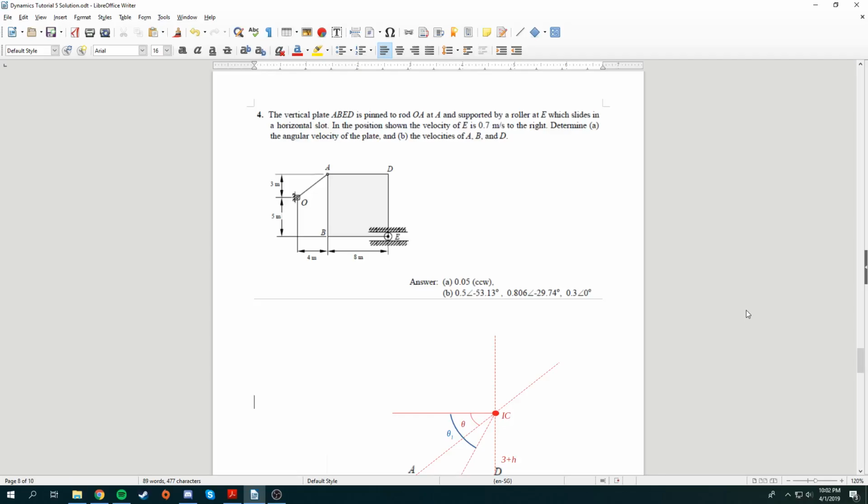Question 4 is another example on the workings for the instantaneous center question, or how you can use the principle of instantaneous center to solve your problem. Question 4 says that there's a vertical plate ABED pinned to the rod OA at the point A and is supported by a roller at E, which slides in a horizontal slot. In the positions shown, the velocity of E is 0.7 meter per second to the right. Determine the angular velocity of the plate and the velocities of A, B, D, and E.